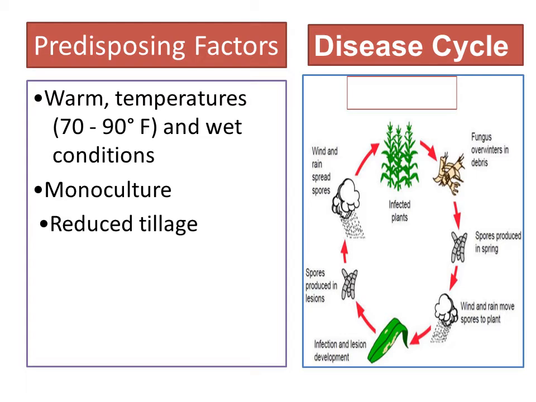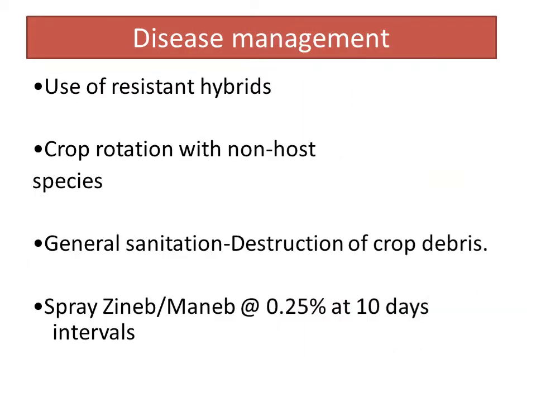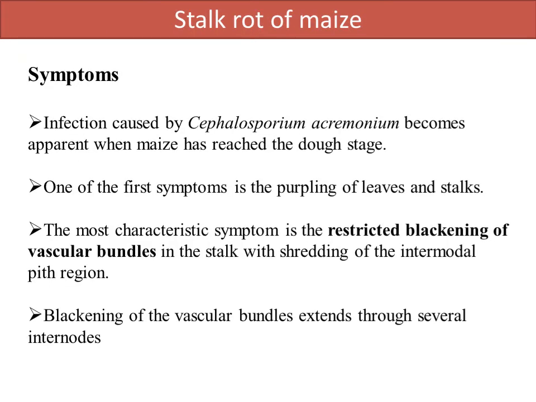Predisposing factors: the pathogen survives warm temperatures of 70 to 90 degrees Fahrenheit and wet conditions, monoculture and tillage. Use of resistant varieties, crop rotation with non-host species, sanitation, destruction of crop debris, and spraying Maneb or Zineb at 0.25% at 10 days interval can reduce the disease.